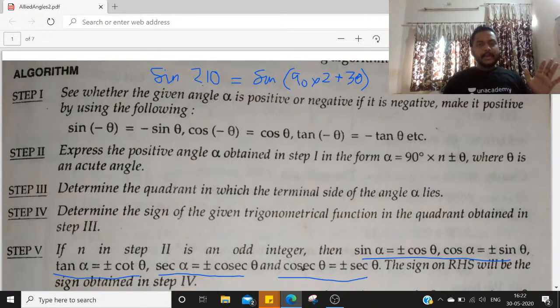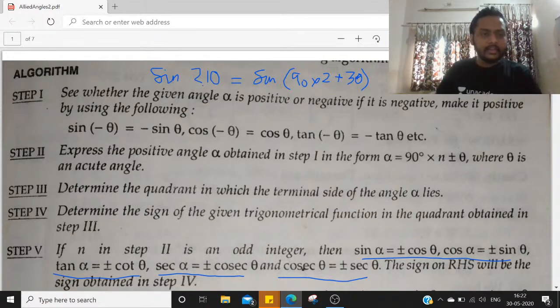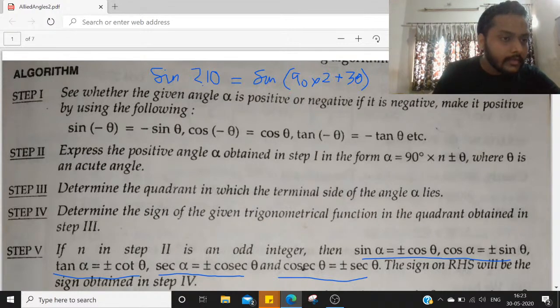Are we clear till here, guys? Everyone out there, are you getting this? So you'll be having sine of 210 degree as what? You will be having sine of 210 degree as sine of 90 times 2 plus 30. Sorted? Jab aapka ye sine of 90 times 2 plus 30 aa gaya, guys, are you able to understand what I'm saying, everyone?